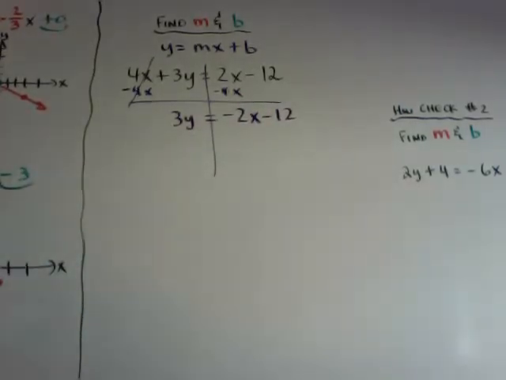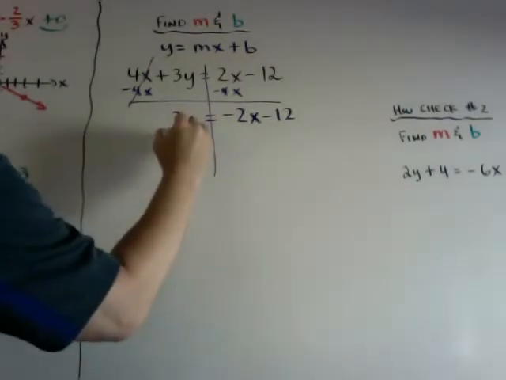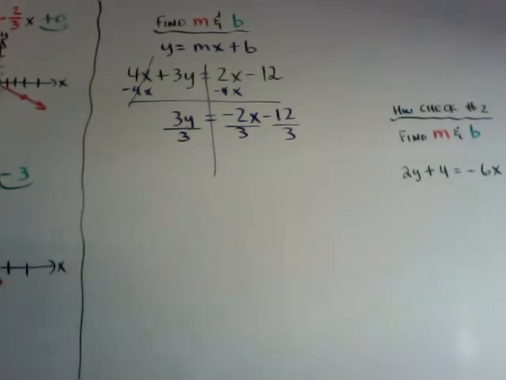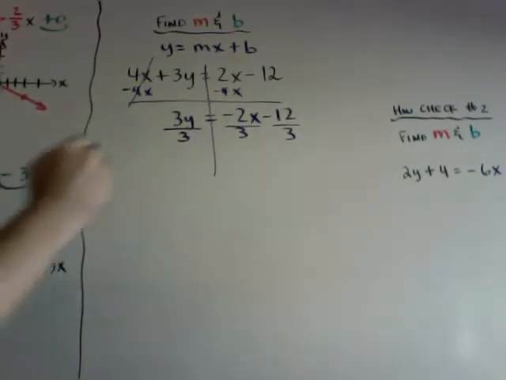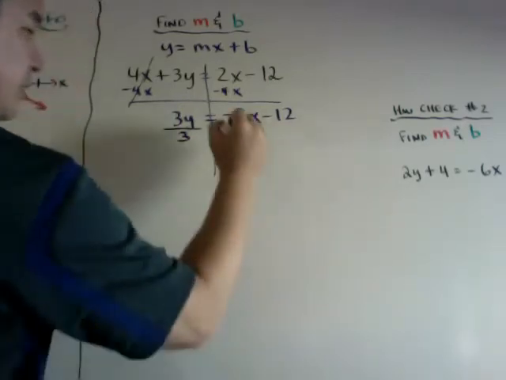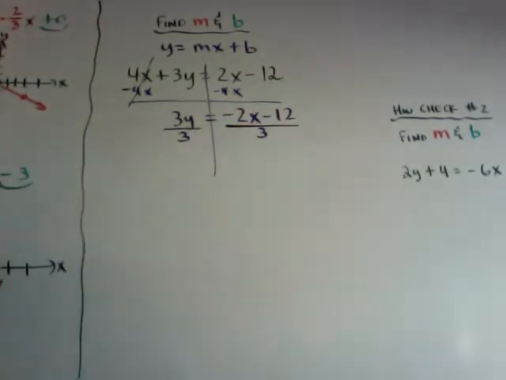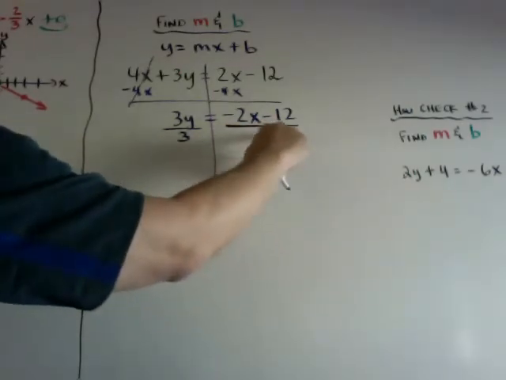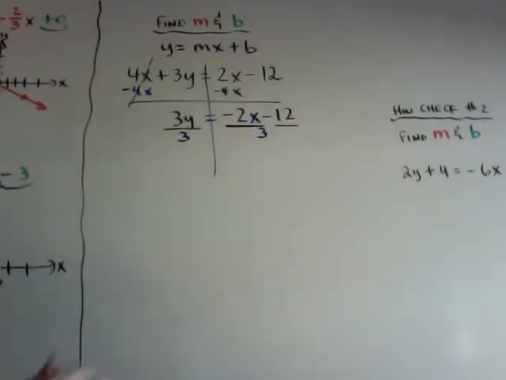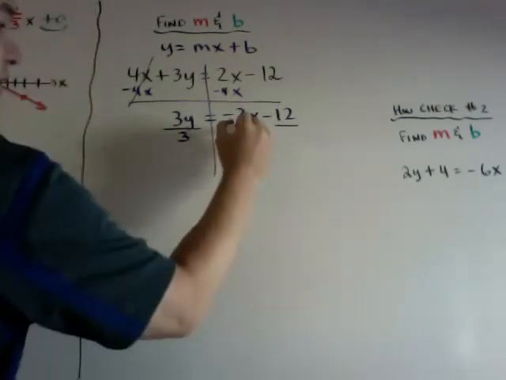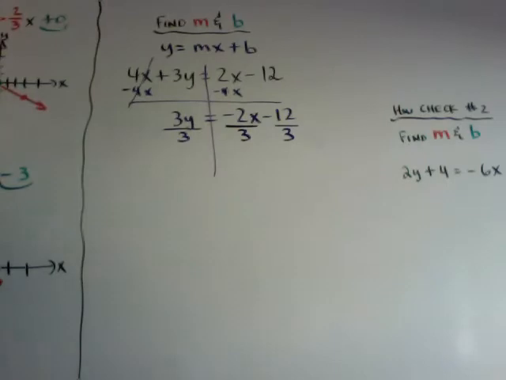Okay, now I want the y by itself, so I'm going to divide by 3. But if you watch carefully, I'm going to divide everything by 3. Mathematically you have to divide the whole side by 3. But some people get mixed up and they only end up dividing the first one by 3, like this, and the 12 gets dropped down. So that's why I tell students, just put it under both of them like this. So you can see I'm dividing everything by 3.